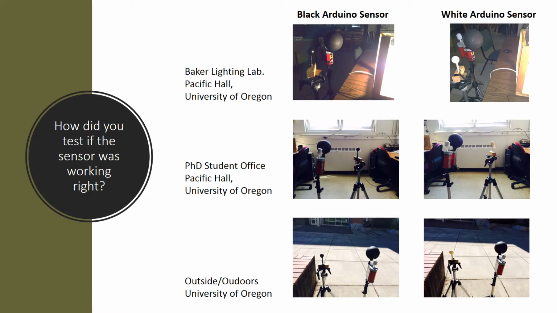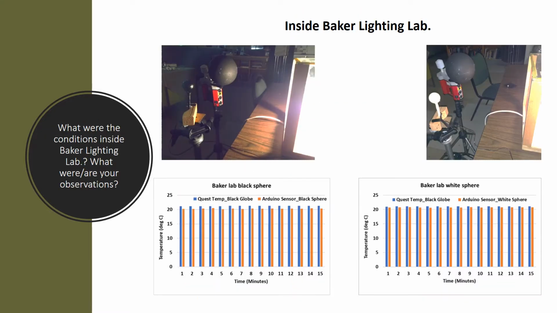I built two sensors, one with a black sphere and another with a white sphere. I recorded readings from each of the black and white sensors and compared them with those recorded by the black globe temperature sensor of the QuestTemp heat stress monitor. I took readings at 1 minute time intervals and took measurements at three locations, which are Baker Lighting Lab, PhD student office, and outdoors outside the Lawrence Hall building.